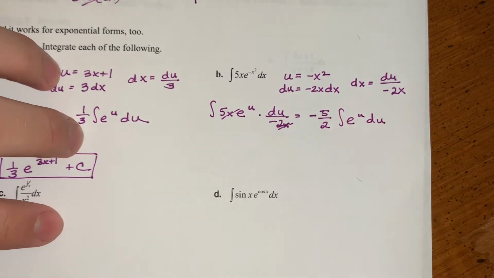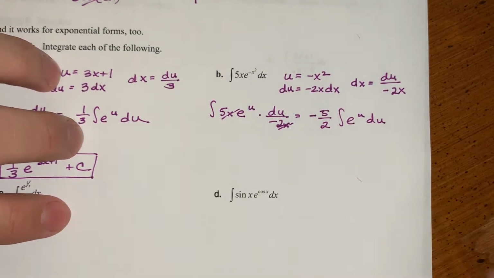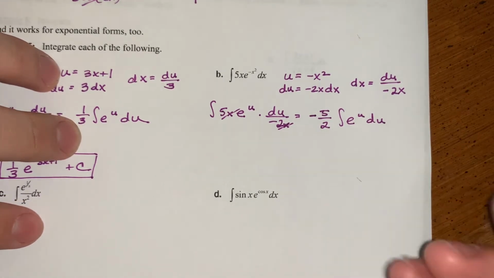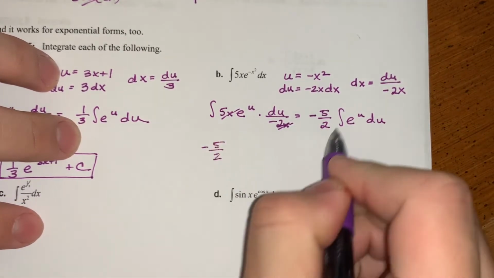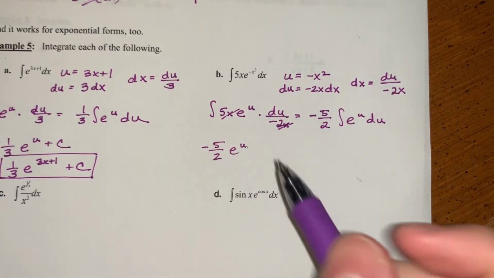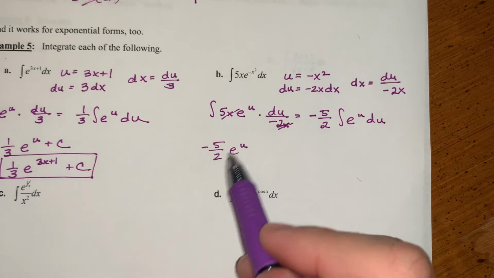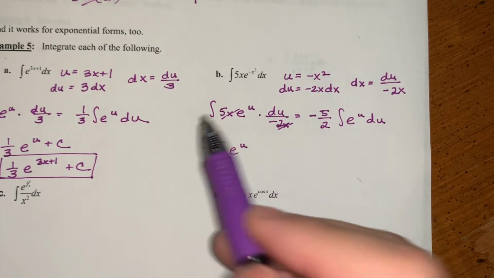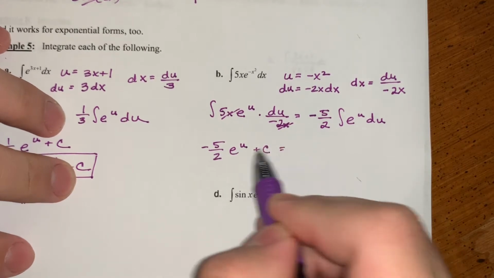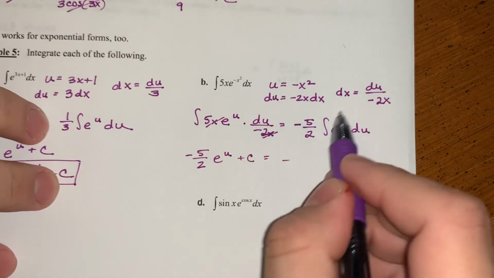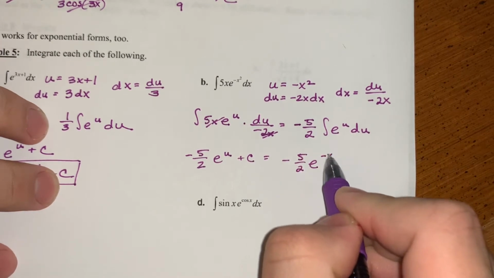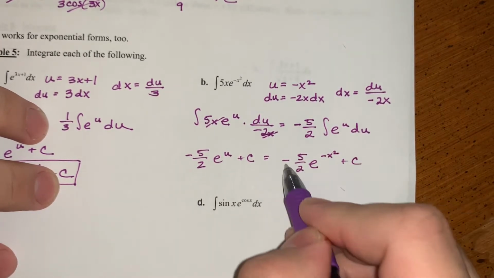Hopefully that didn't screw you up. But anyway, now we just go ahead and we have negative 5 halves. Integral of e to the u is e to the u. Because again, the other thing to think about is what the derivative of e to the x is. It would be e to the x times 1, right? So then this will be plus c, and then of course we substitute our x terms back in, so it'll be negative 5 halves e to the negative x squared plus c.